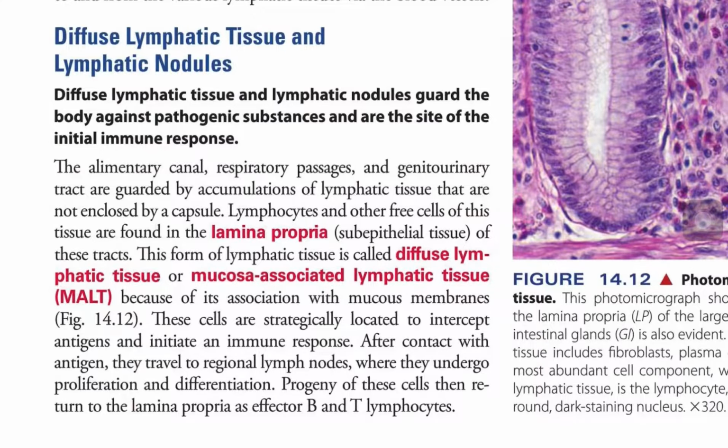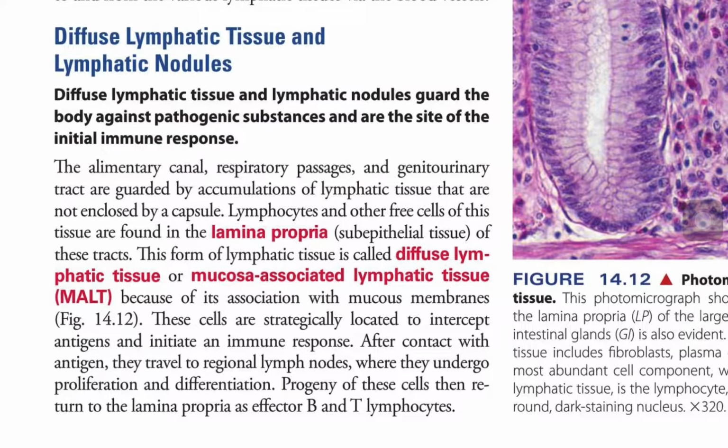Hi, so in this video I'm going to be talking about diffuse lymphatic tissue and lymphatic nodules and everything about the lymph nodes, tonsils, histology. So first of all, diffuse lymphatic tissue and lymphatic nodules guard the body against pathogenic substances and are the site of the initial immune response.